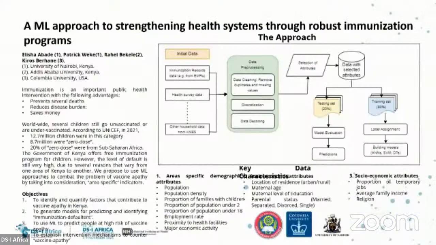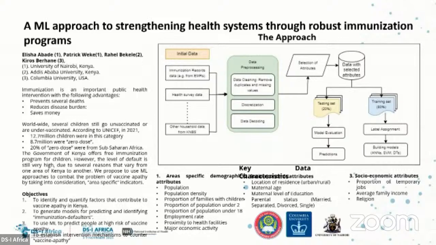My name is Elisha Abade from the University of Nairobi, Kenya. I'm affiliated to the AfroADST project. I'm going to be presenting about a study that is in the earlier stages on a machine learning approach to strengthening health systems through robust immunization programs. This study is being done within the AfroADST project, but also in collaboration with the USAID funded project referred to as Health IT, also located within the University of Nairobi.